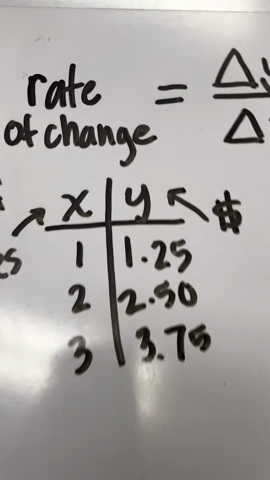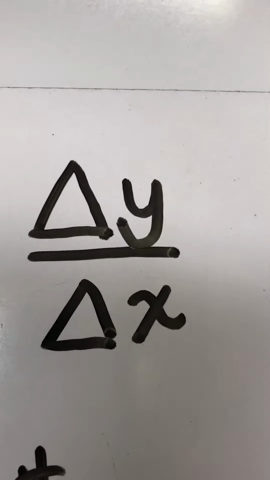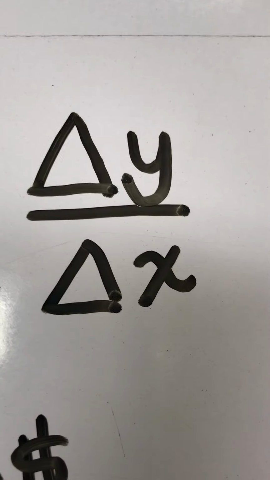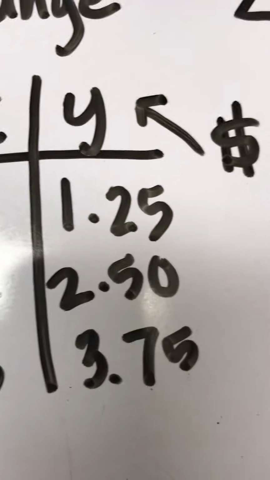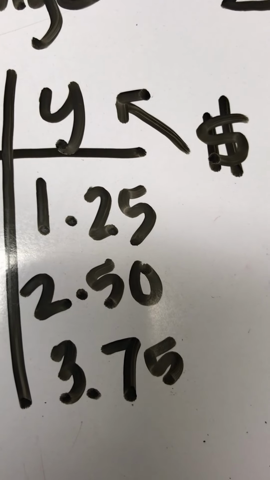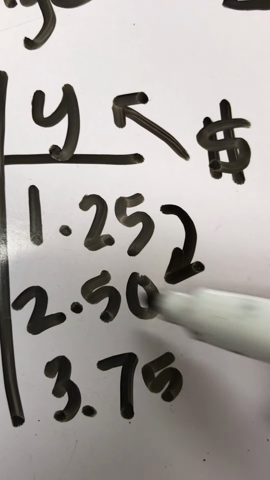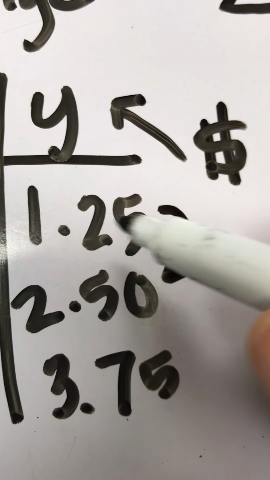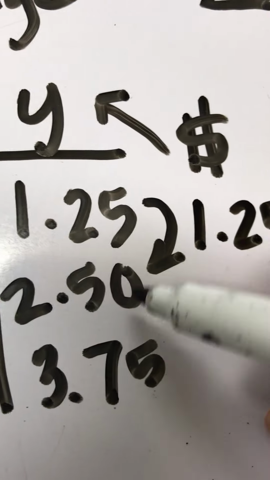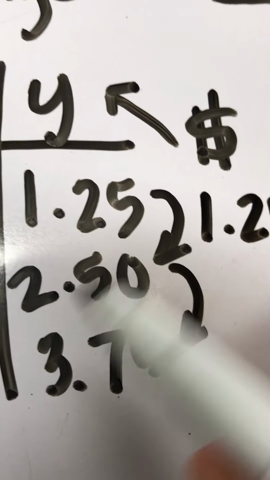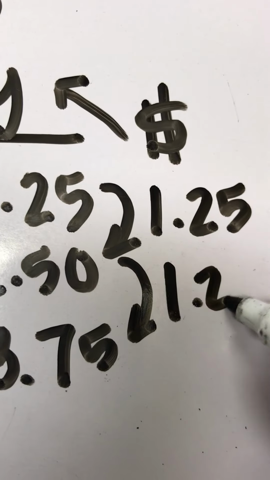Okay, so now you're asked to figure out the rate of change to represent this data. Remember, it's a ratio. I'm going to divide the change in my y values by the change in my x values. So let's start by looking at that. How are my y values changing? If I look from here to here, what's going on? Well, $2.50, if I subtract $1.25, I get 1.25. So it went up by 1.25. And $3.75 minus $2.50, once again, I get 1.25.